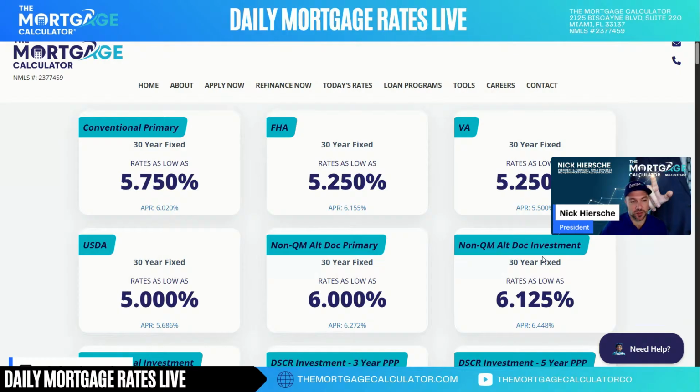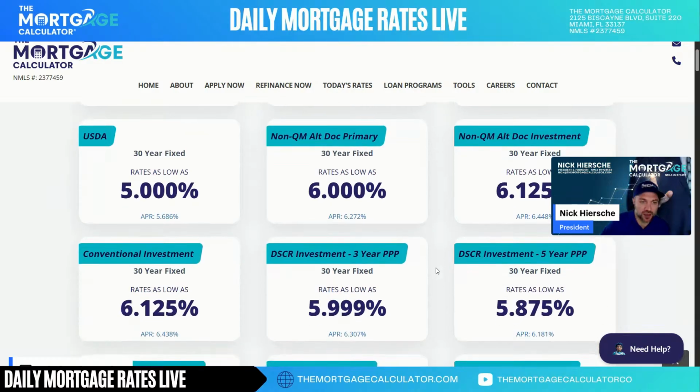So once we switch over to investment properties, rates as low as 6.125, final APR 6.448. A little bit of change since the last show. And it's coming in at 6.125 also, final APR 6.438. So just a hair cheaper there overall than our alt doc options, but almost identical.